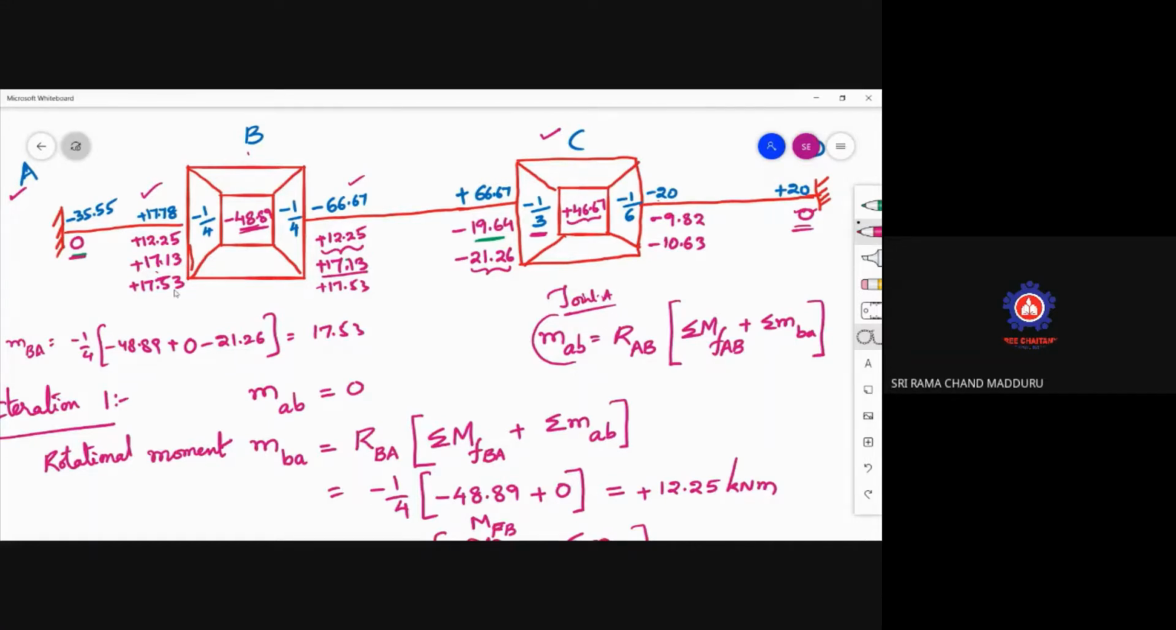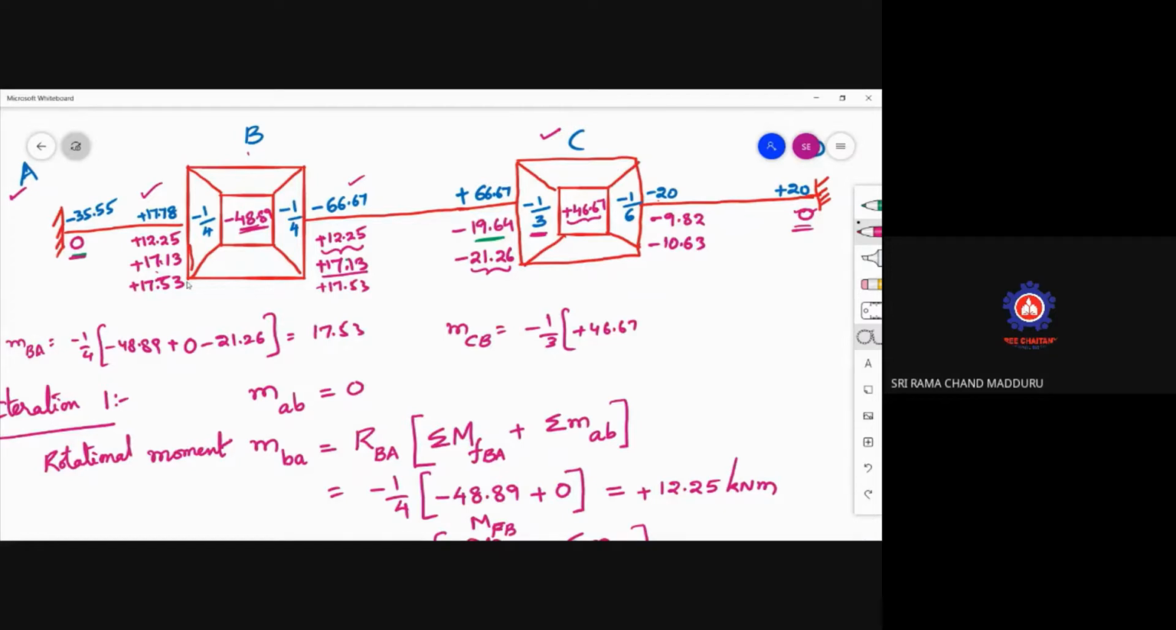The same thing only you will get, plus 17.53. Now go to this point, joint C, where you have to write down. So in this case, now what happens? See this one. I will write down MCB: minus 1 by 3 into minus 1 by 3 into plus 46.67.